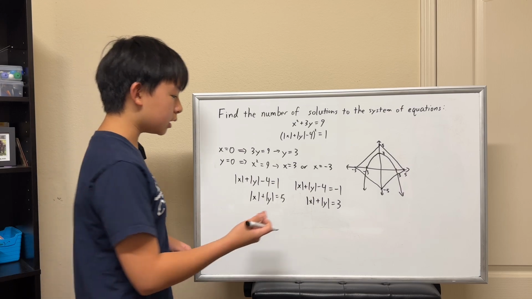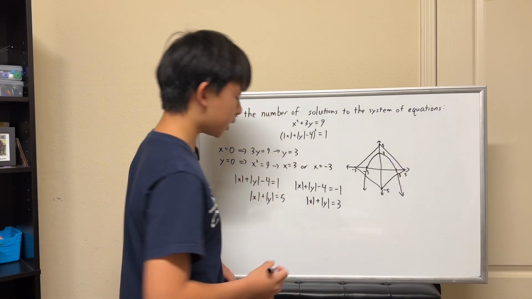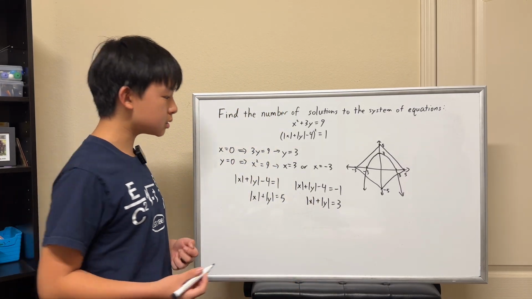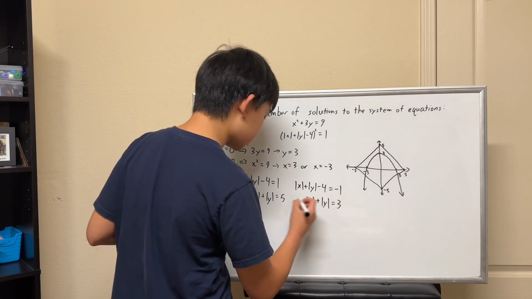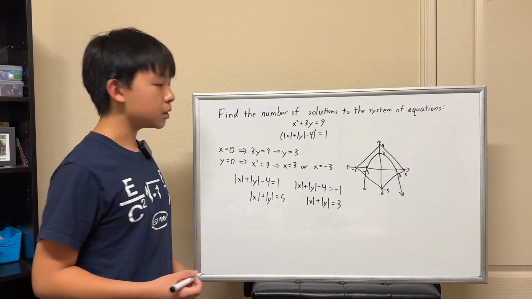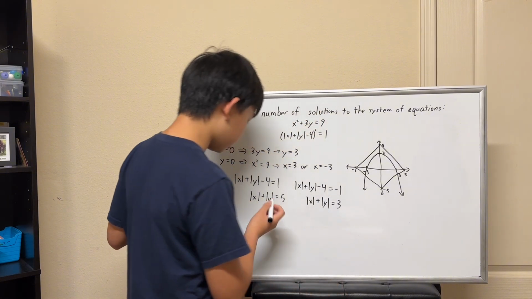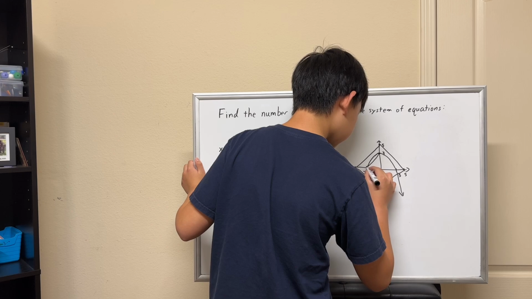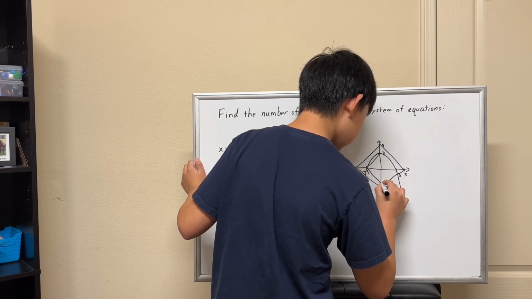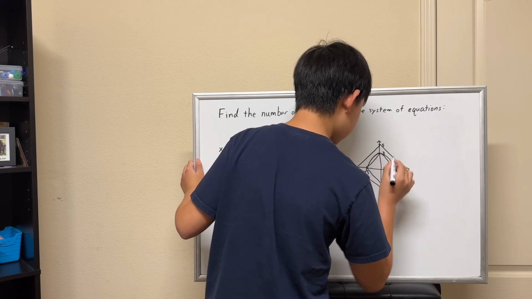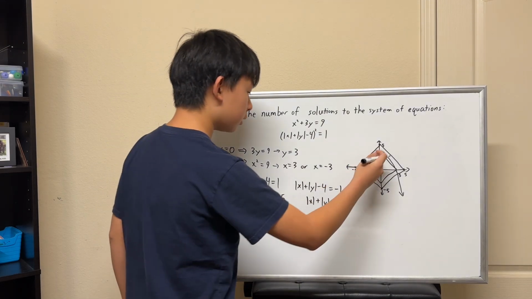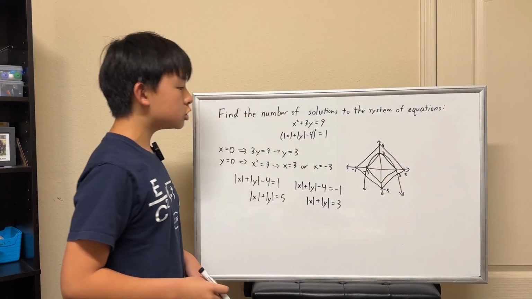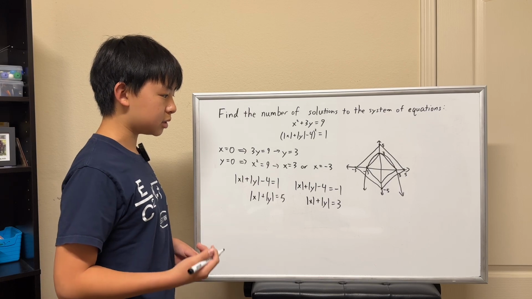Okay, next we can move on to the second equation, and this is the same as the first, except the 5 is now a 3. And just like with the first equation here, it has its vertices here. And then we can connect these vertices to form a second diamond shape.